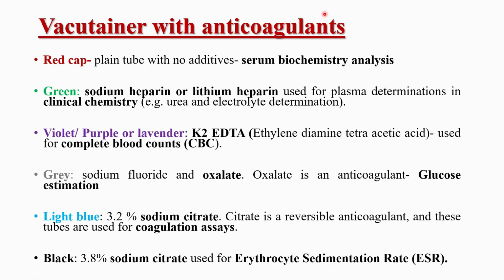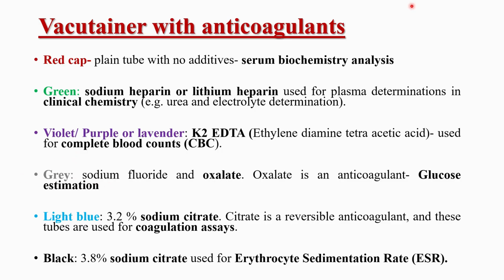Next is the green cap, which contains sodium heparin or lithium heparin. These anticoagulants are used for plasma determination in clinical chemistry, such as urea or electrolyte estimation. Next is the violet, purple or lavender cap tube, which contains potassium EDTA, or ethylenediaminetetraacetic acid. It is primarily used for the complete blood count or CBC, and it is the most common tube that we are using in veterinary practice.